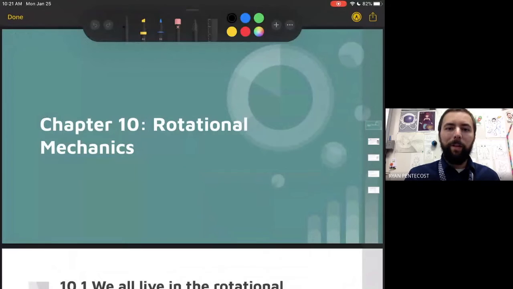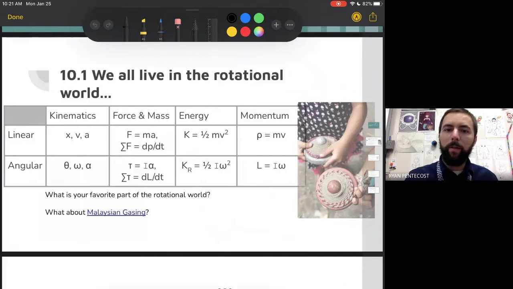Hi everyone. Today we're going to talk about angular kinematics, and this is going to be our first video in chapter 10, rotational mechanics. The reason we're going to call it angular kinematics instead of rotational mechanics today is because we're going to talk about the general kinematic equations from last semester, basically the foundation of physics in the linear world. And now we're going to spin all of it, and we're going to talk about the relationships that all of that has there. So we all live in a rotational world.